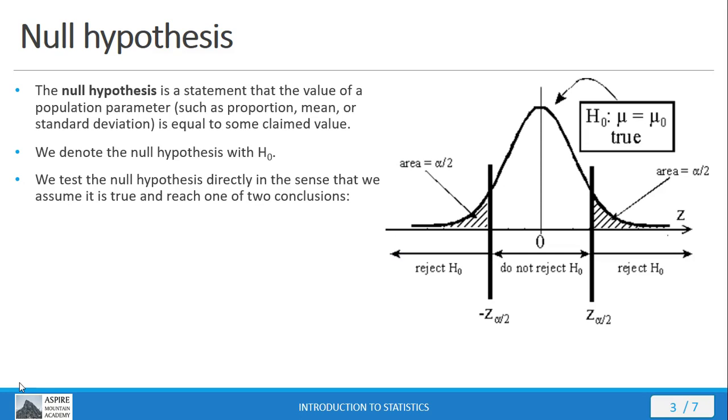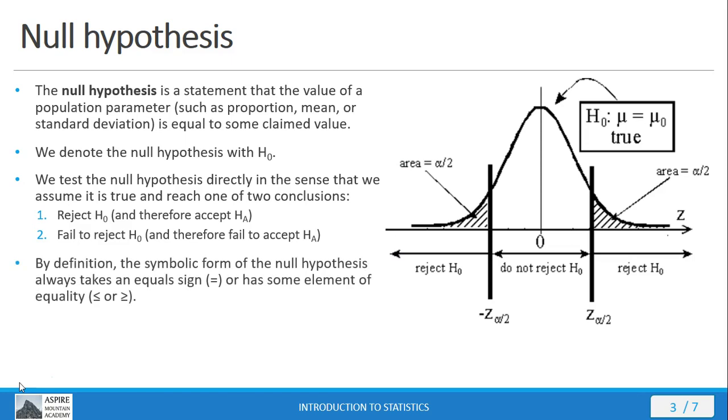So when we're conducting our hypothesis test, we're going to assume that this null hypothesis is true. And then our procedure is going to give us a result that will lead us to one of two conclusions. We're either going to reject the null hypothesis and then by default accept the alternative, or we're going to fail to reject the null hypothesis and therefore fail to accept the alternative. So it's going to be one of these two.